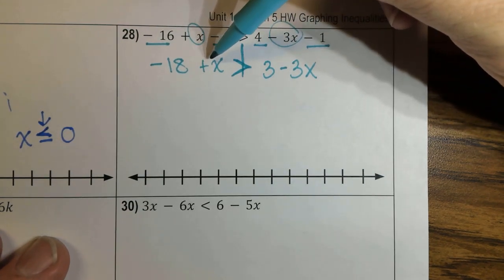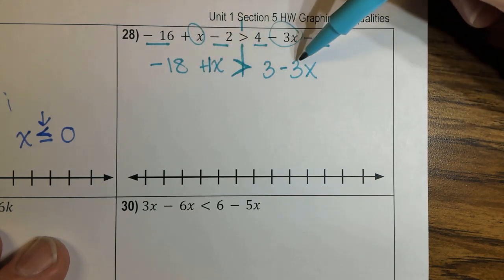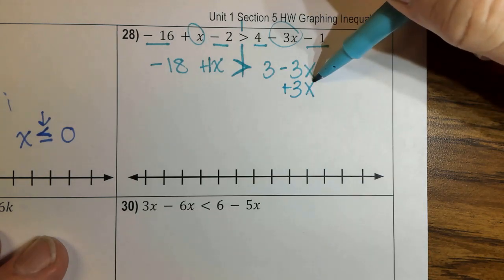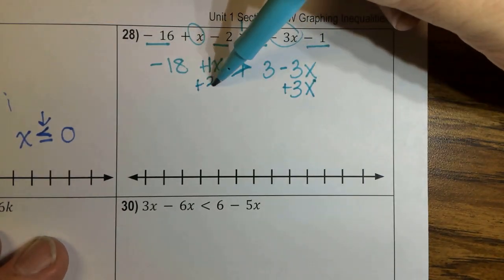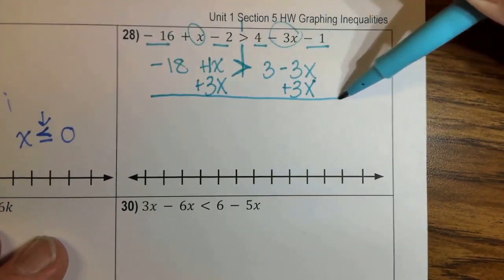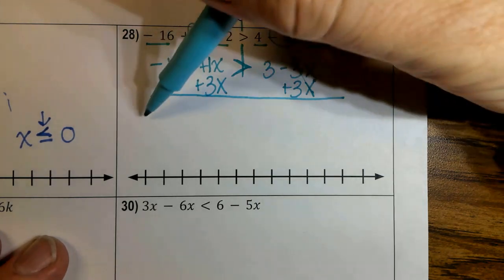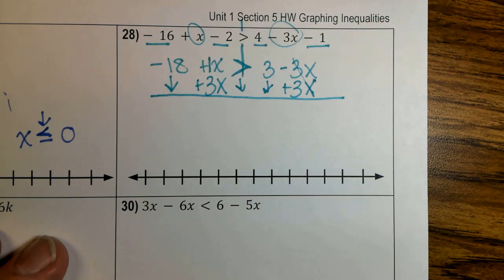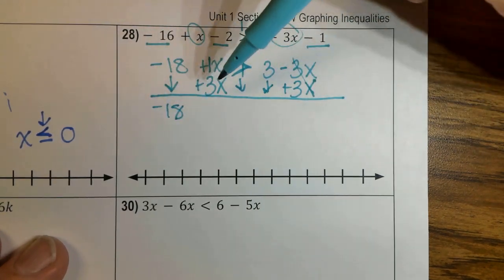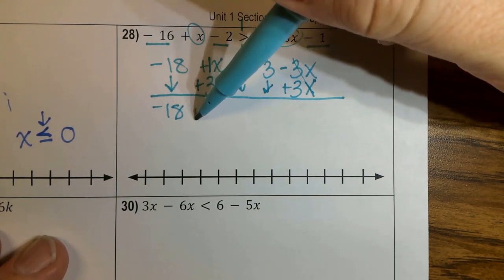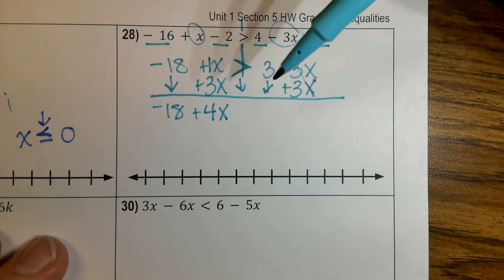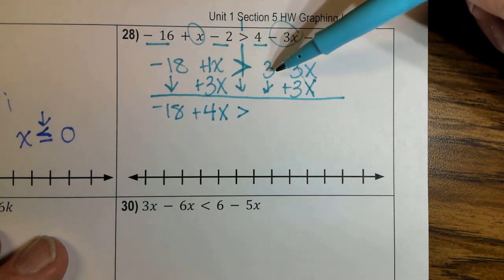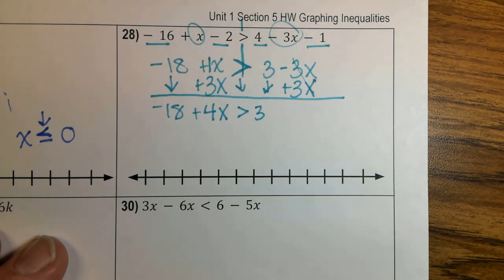And I have a positive 1x and a negative 3x. Because I always move the smallest variable, I'm going to do plus 3x to both sides. So this drops down, this drops down, this drops down. I didn't change those. So I have negative 18. 3 plus 1 is 4x. Don't forget the x. My inequality doesn't change. And my 3 is right here, and that's gone. Okay?